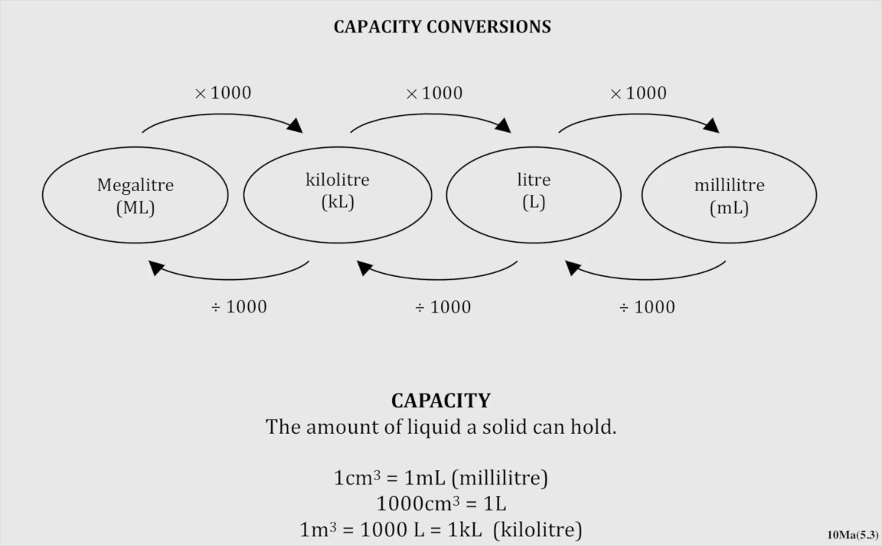Capacity: if you're going from a megaliter to a kiloliter, times by 1,000; kiloliter to litre, times by 1,000; litre to milliliter, times by 1,000. If you're going back the other way, divide by 1,000. A few things that you need to know. 1 cubic centimetre is the same as 1 milliliter. 1,000 cubic centimetres is the same as 1 litre, and 1 cubic metre is 1,000 litres or 1 kiloliter.